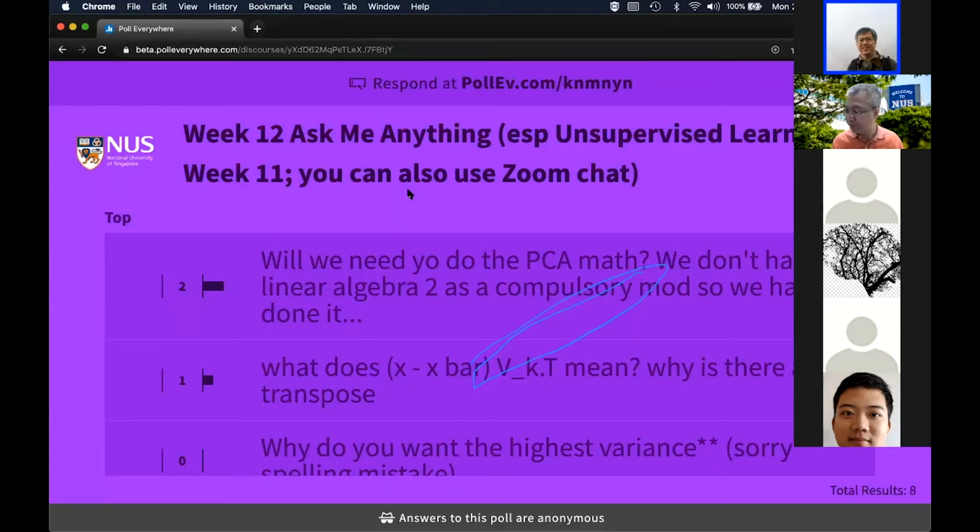Will you need to do the PCA math? No, you won't have to. The important point is, I think, for a lot of the things in machine learning, the machines ultimately can do it much better than we can. So it's actually much more important that we know the application of PCA, know why you can use it and what are its shortcomings.